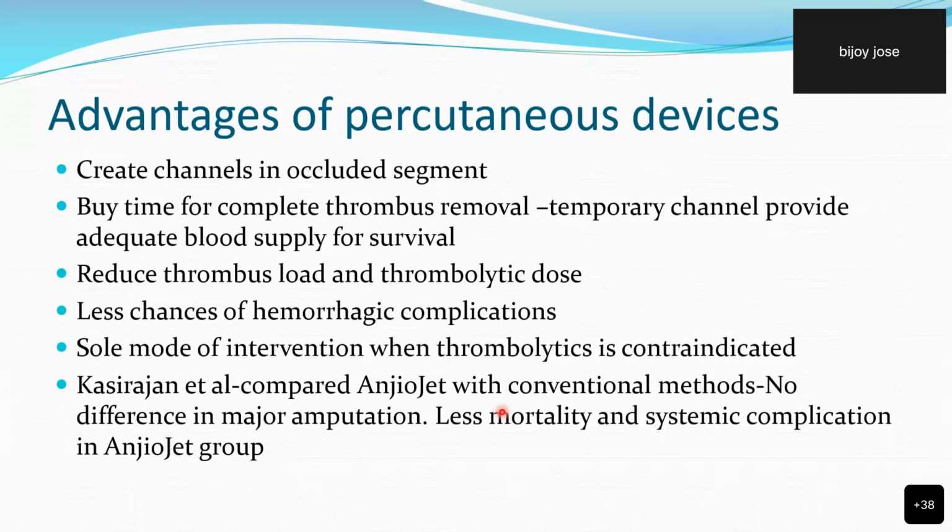So there is a paper published by Kashirajan comparing AngioJet with conventional methods, and there was no difference in major amputation, but less mortality and systemic complication in the AngioJet group. So they noticed there is less mortality and systemic complication in the AngioJet group, maybe because they were using less amount of thrombolytic agent.